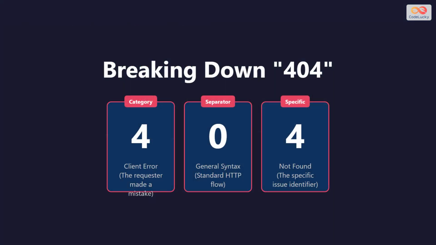So let's break down 404 specifically. The first digit, 4, indicates a client-side error. The middle digit, 0, was traditionally used for general syntax errors. The final digit, 4, is the specific identifier for not found. Put them together, and you get the standard code for a missing resource.